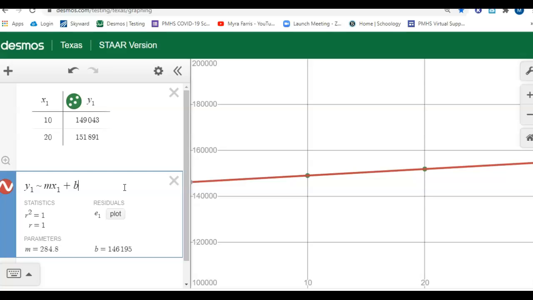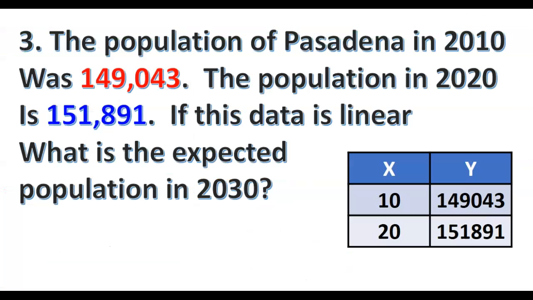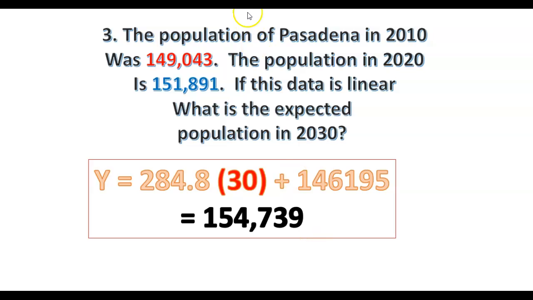So, I take the slope number down here and the y-intercept number down here, and I write the equation for the data. There's the slope, there's the y-intercept. 30 years later, I put in the number 30. This is the population that would be expected in the year 2030 if the data is linear.